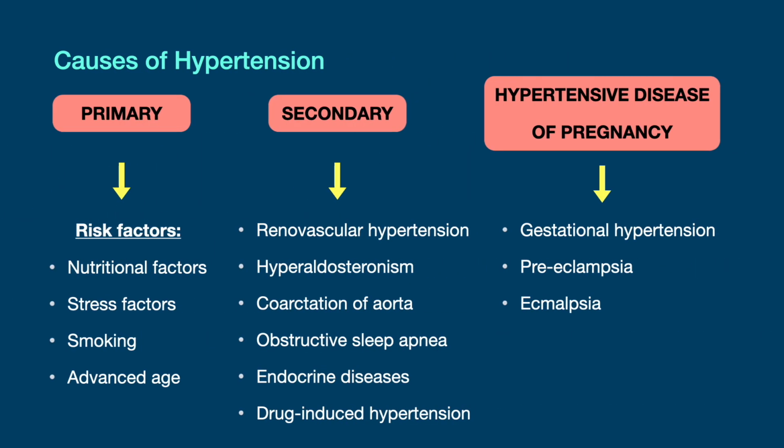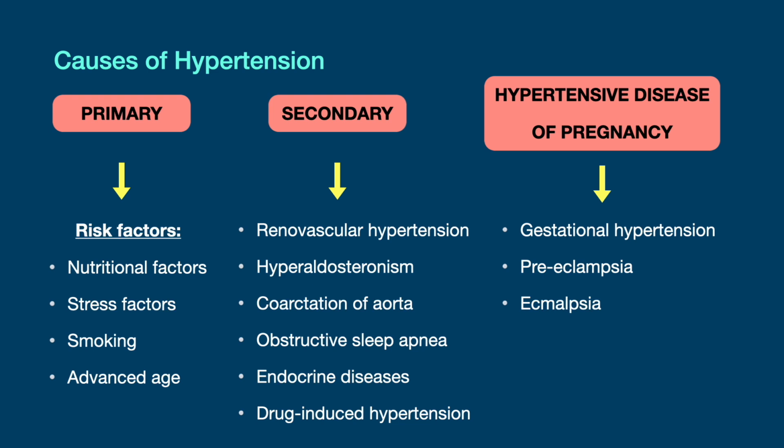With regard to the causes of this disease, arterial hypertension can be divided into primary, secondary, and gestational hypertension, which will be discussed shortly. The majority of individuals with hypertension suffer from primary hypertension, which is defined by the fact that it is idiopathic in nature without any secondary causes. This means that diagnosis is made by the principle of exclusion.